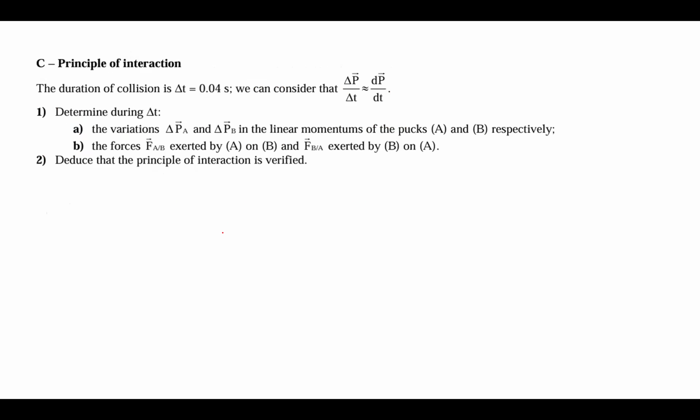Part C, the duration of the collision is delta t, so the collision took 0.04 second to occur. Determine during delta t the variations delta PA and delta PB of the linear momentum. So the answer is just to find delta PA. Delta PA means P final minus P initial, so P after minus P before, but for A. After, we named P2. Before, we named P1.